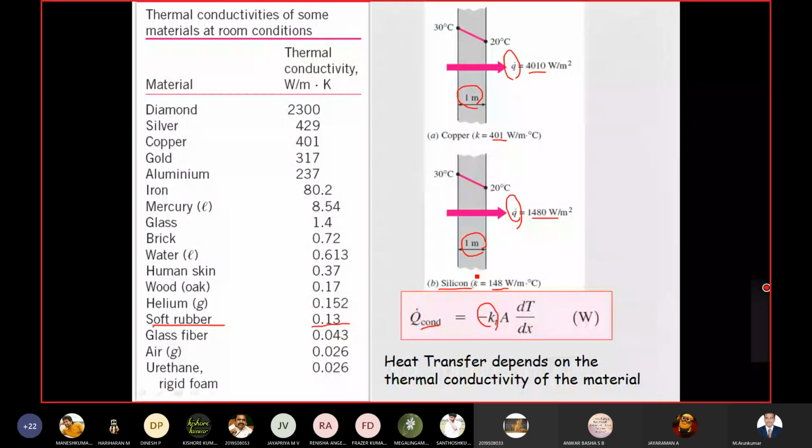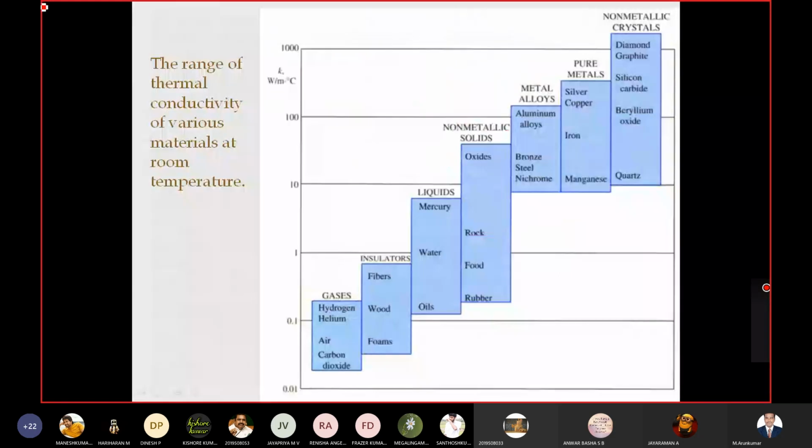So if we want to choose a suitable material for the heat transfer, we have to choose the suitable material with the suitable kt values, that is thermal conductivity values. Each and every material will have its own thermal conductivity values. So depending on our requirements, we have to choose the materials. Then these are the range of thermal conductivity of various materials at room temperatures. So we can just compare that.